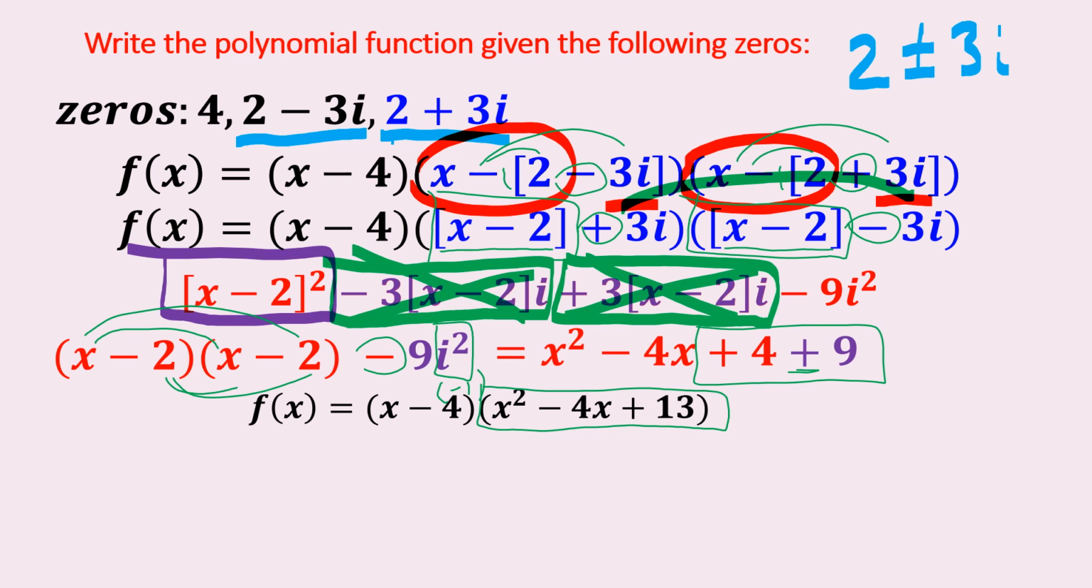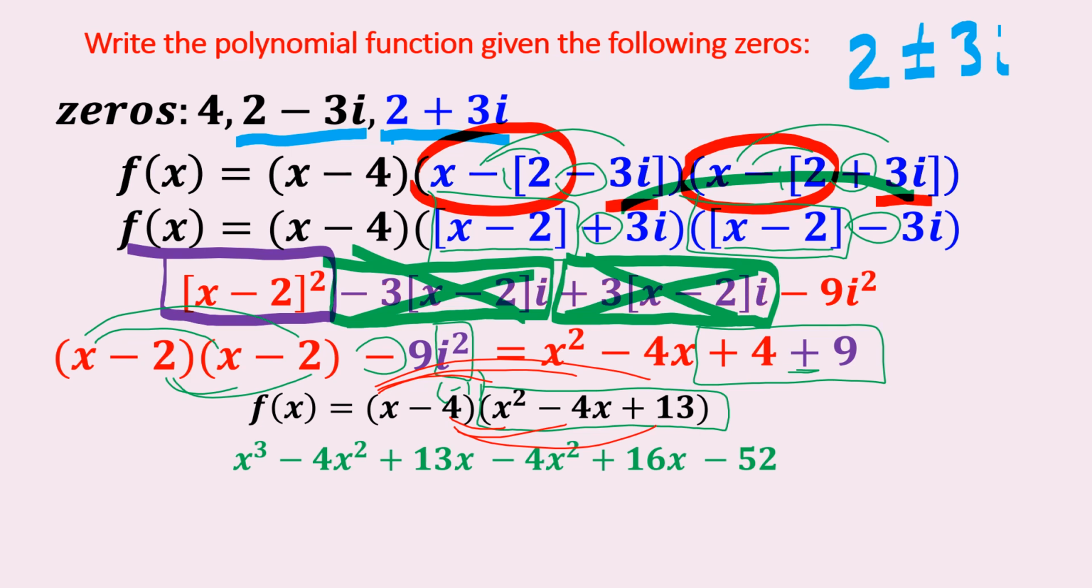At this point, it's right back to what we're used to, which means we're going to take our smaller one, FOIL it into the larger one, and make sure we combine like terms before we get our answer.